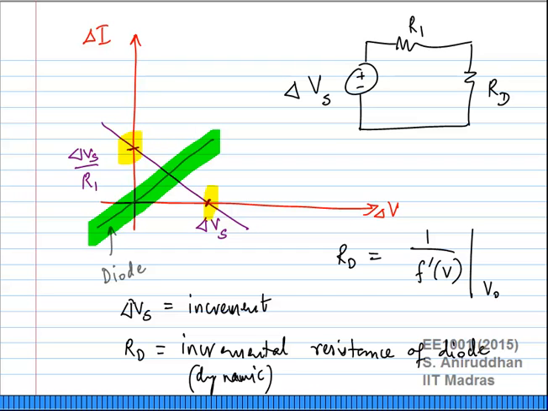If you choose a new operating point, the straight line will change. That is the first thing you need to understand.